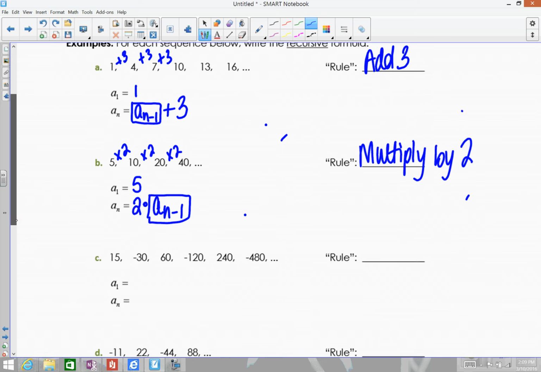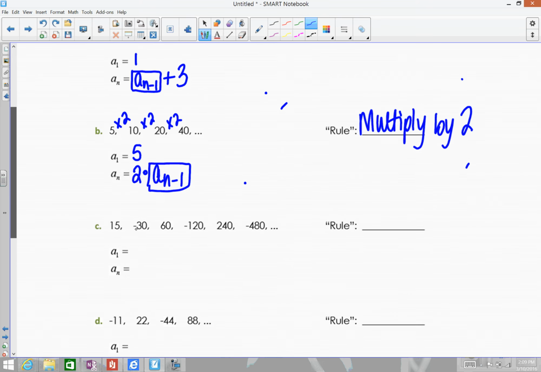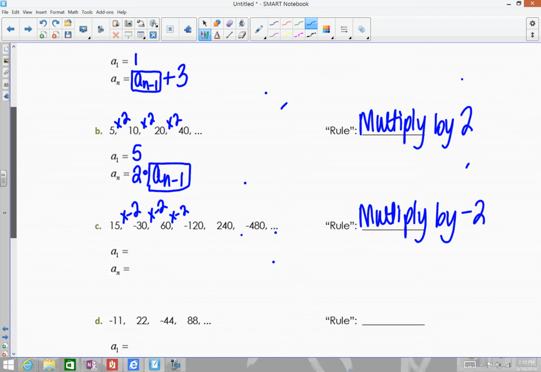So look at the next one here. For C, now we're alternating between positive and negative. So that tells me it's going to be multiplication because it's alternating. So it means I'm going to be multiplying by a negative number. So times negative 2 would work here. So multiply by negative 2. So it's basically going to look exactly like B. The only difference is, for the recursive part, instead of a 2 in front, it's going to be a negative 2 in front. So your a sub 1 is your starting term, so that was 15. And then it's going to be negative 2 times that previous term, a sub n minus 1.